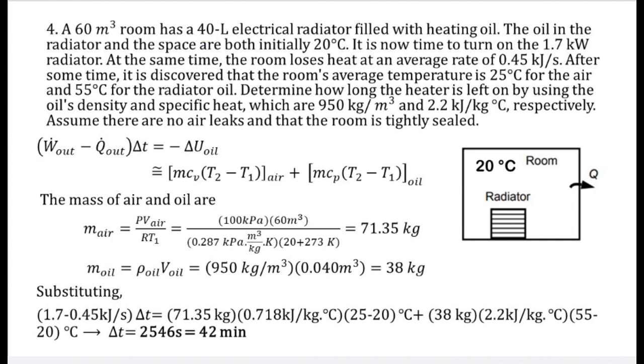Same as the mass of air, we will get the mass of oil by just multiplying the density and the volume, which is converted to cubic meter. The 40 liter is equal to 0.040 cubic meter. Multiplying this, we get 38 kilogram. So we now have the mass of air and the mass of oil.